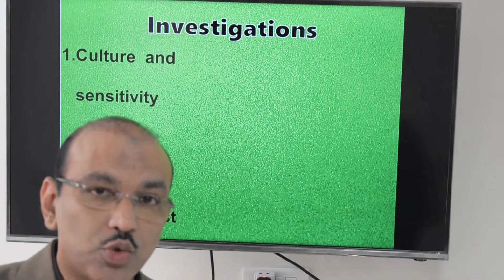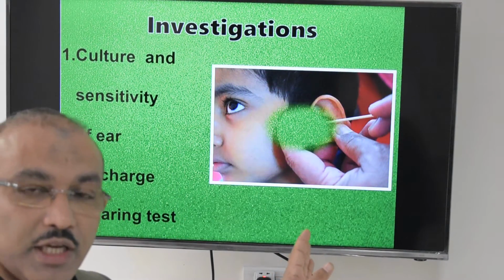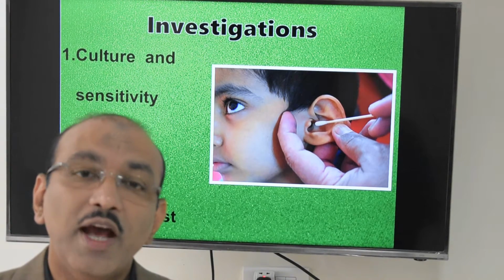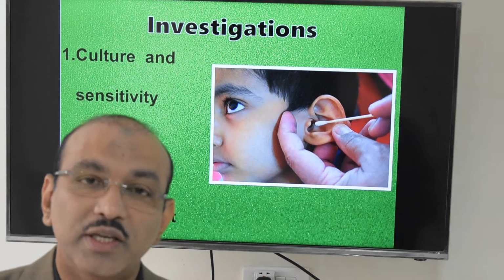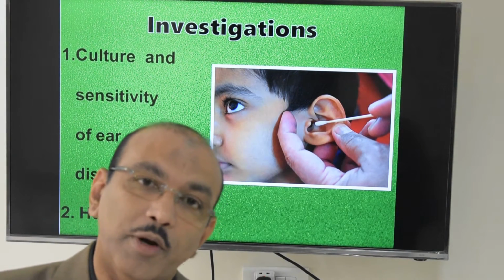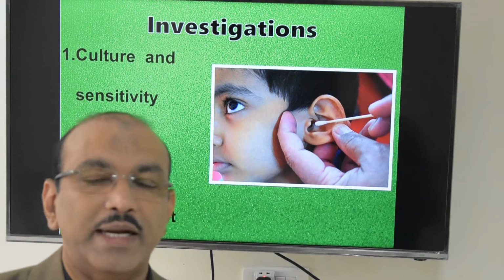First, we have to take a swab of the ear and send it for culture sensitivity. For what? We have to know which bacteria is involved, so that we can know which specific antibiotic can be given against that particular bacteria.